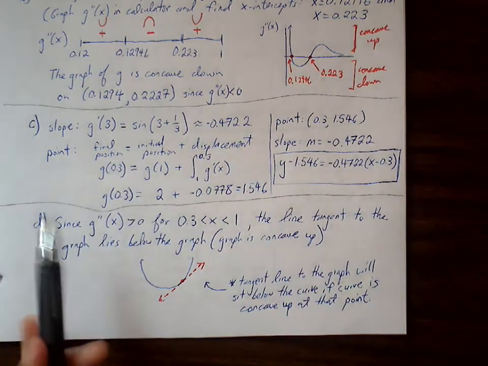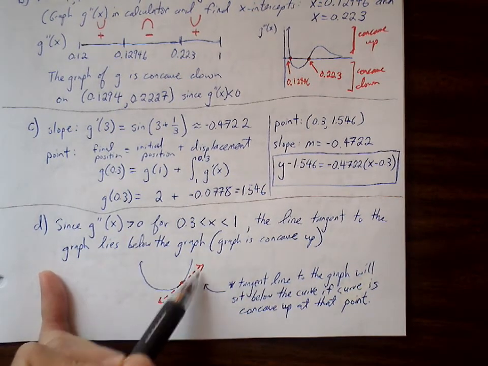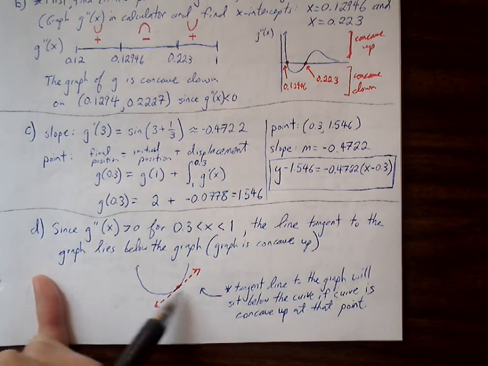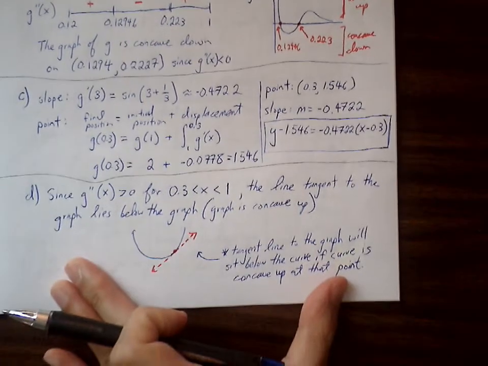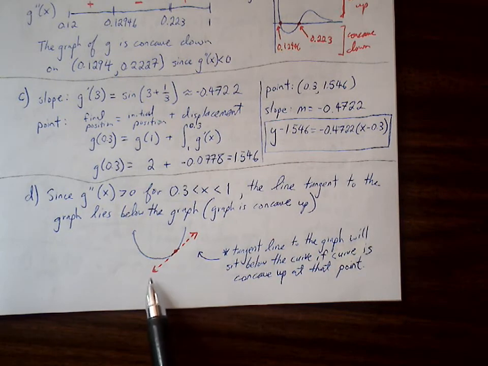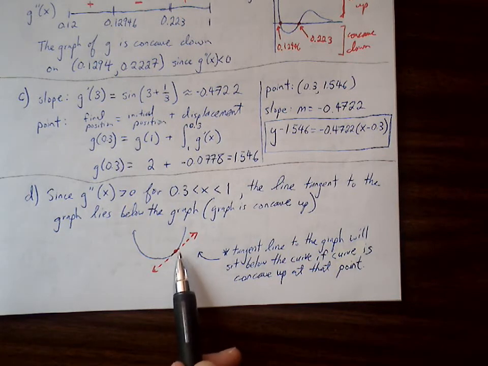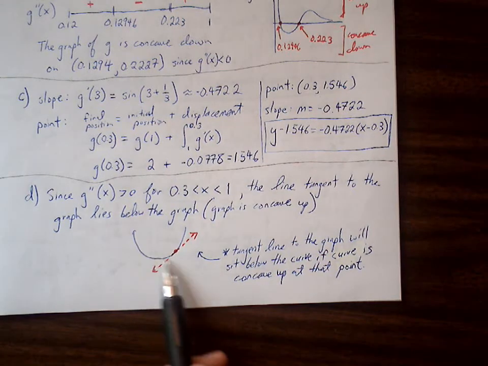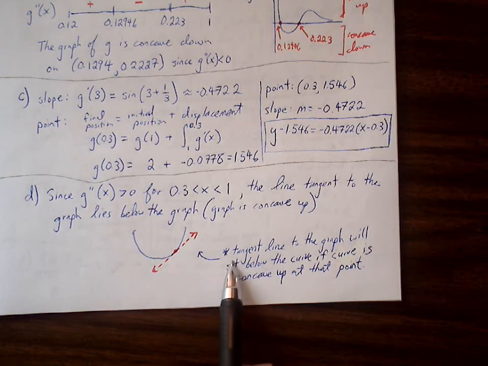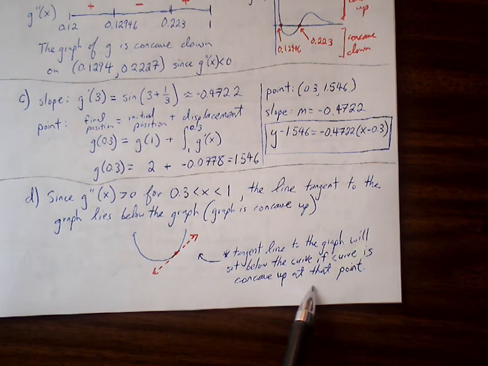So if a graph is concave up, this is what our original graph could look like. It exhibits a positive concavity in this interval. Then any tangent line that is going to skim the surface of this graph at a given point will always have to be below the actual curve. It's going to be an under approximation of the actual curve. So the tangent line to the graph will always sit below the curve if the curve is concave up.